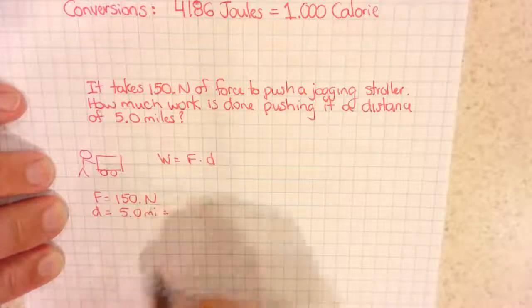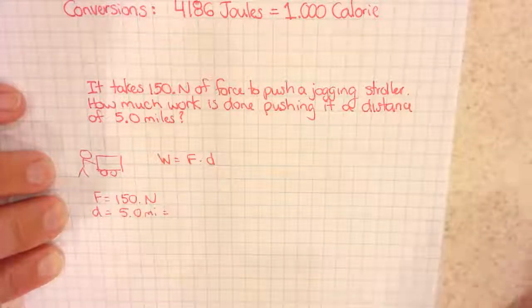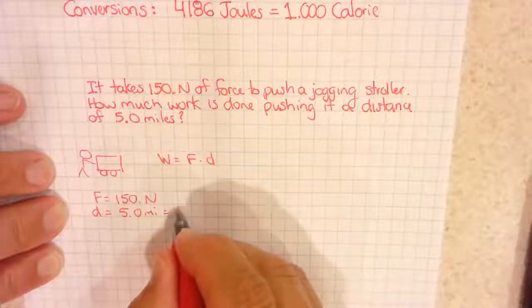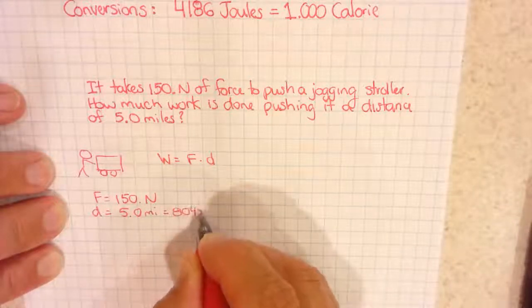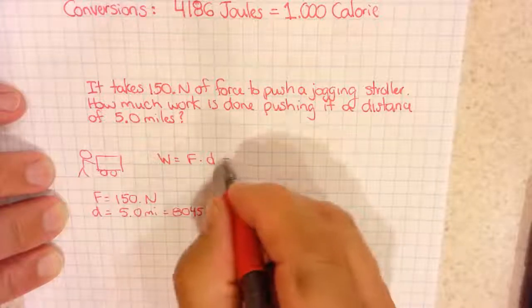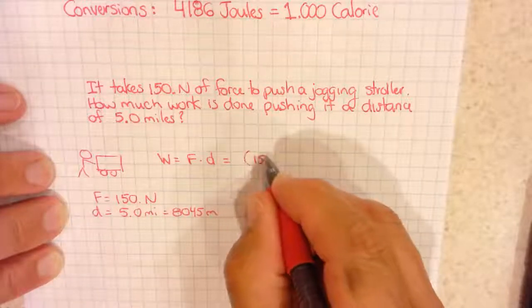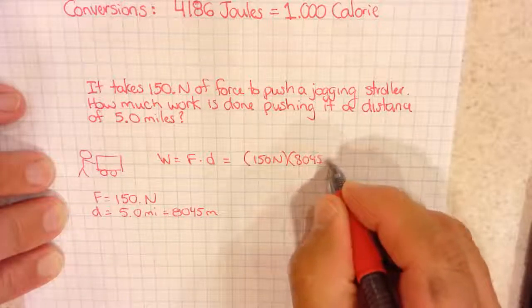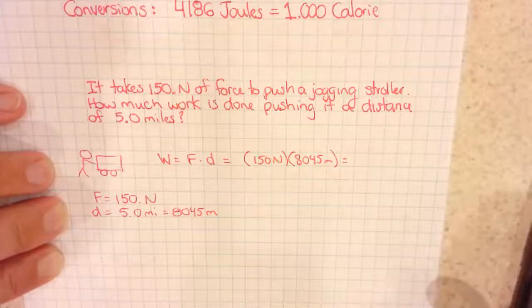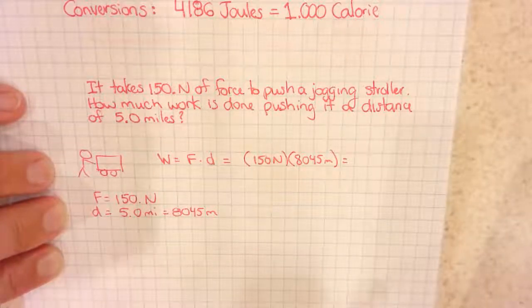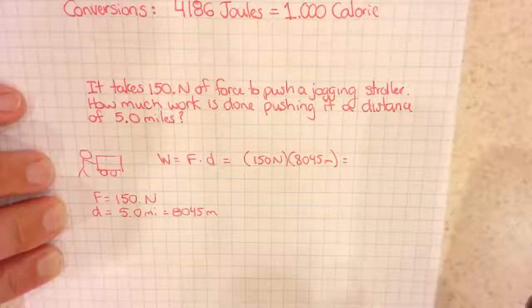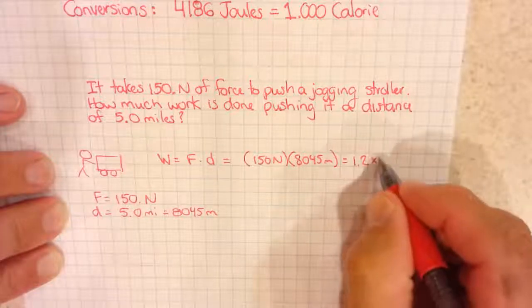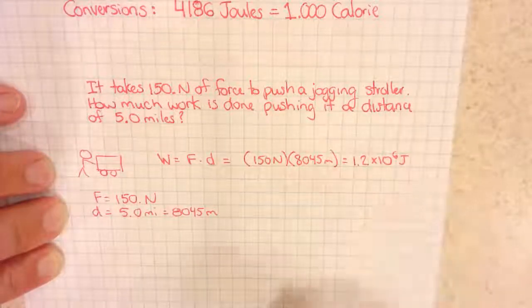And immediately we recognize that that is the wrong unit. We need to convert that to meters, so we can quickly convert that to meters, and that is 8,045 meters. And so now we can find the work. It's the force, 150 newtons, times the distance, which is 8,045 meters. And we will find, in this case, the work that is done, which looks like about 1.2 times 10 to the 6th joules of work.